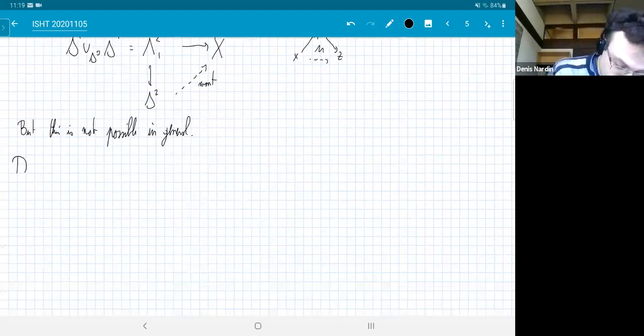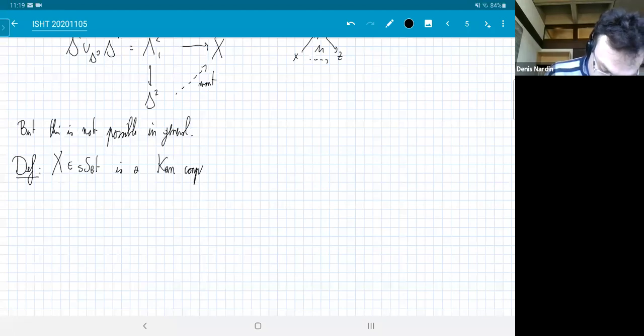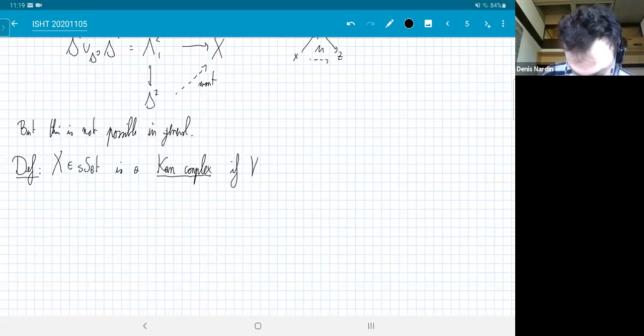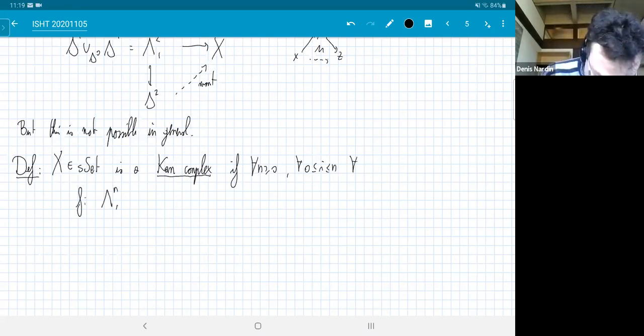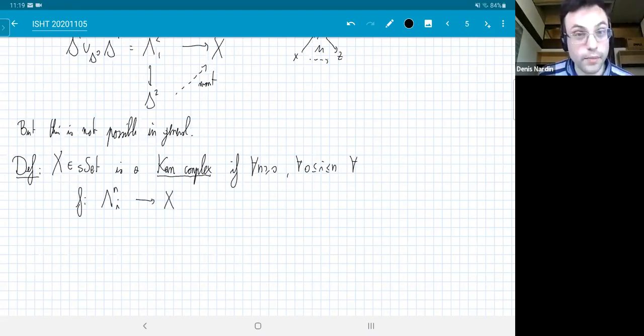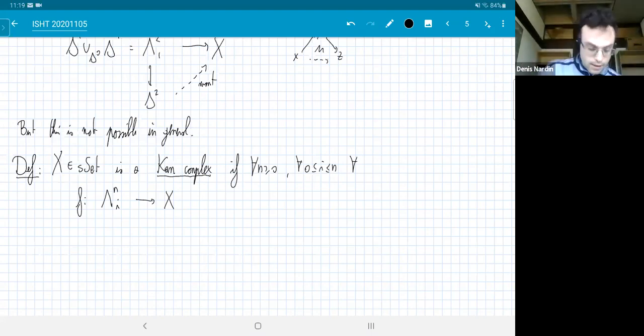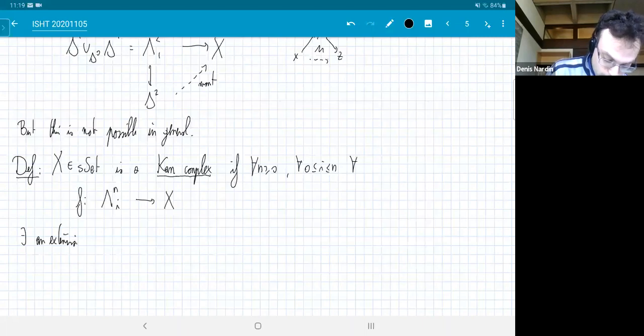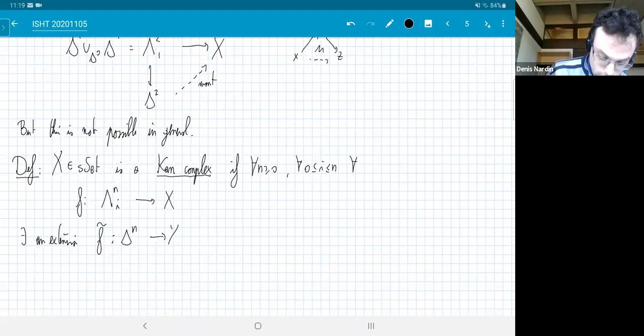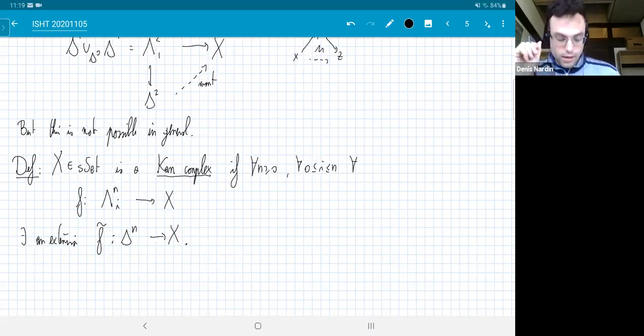So in order to do that, we put a definition. A simplicial set X is a Kan complex if for every n, for every i, and for every map from this horn into X (remember, Λ^n_i is the union of all the faces except for the ith one), there exists an extension f tilde from Δ^n into X. Okay, and it's clear how, for example, in the case n=2 and i=1, this fixes the problem.